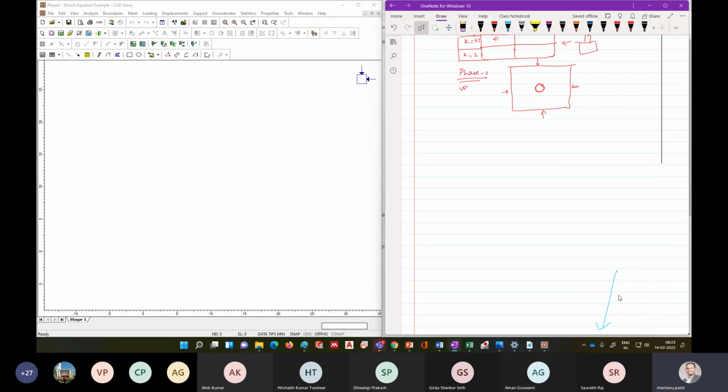So the first thing we need to do is look at the equations around the tunnel boundary. We discussed that the stress in the radial direction, sigma r, equals 0 at the tunnel boundary.